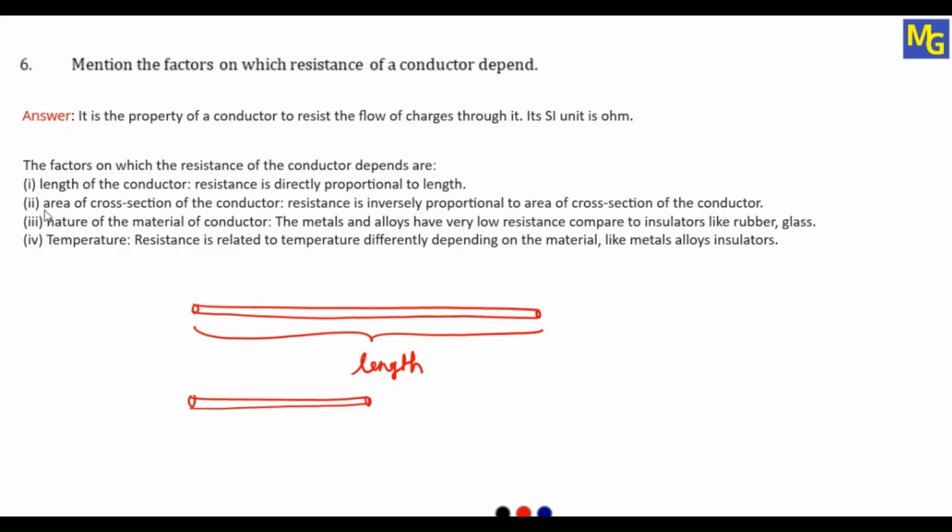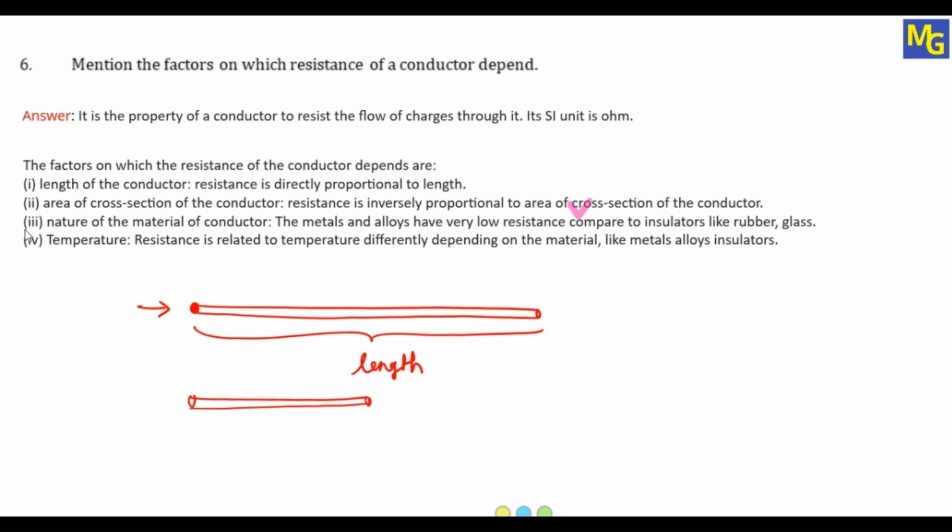Second is area of cross section. What is the area of cross section? This is called the thickness of the wire. If you see from this side, whatever thickness of this wire you can see, that is called area of cross section. So how does it depend on area of cross section? Resistance is inversely proportional to area of cross section of the conductor. Inversely means if the area of cross section increases, resistance decreases. This you have to remember. This is called inversely proportional.